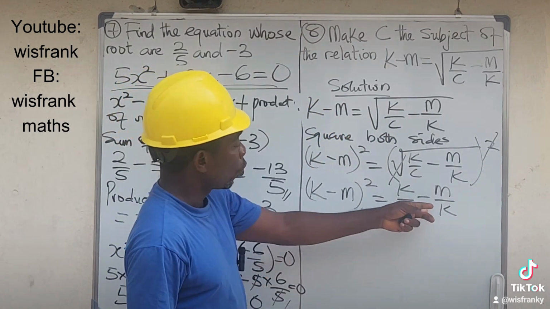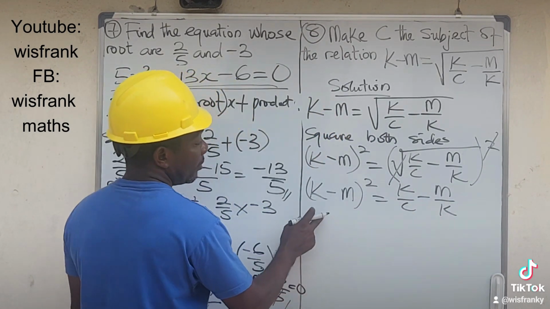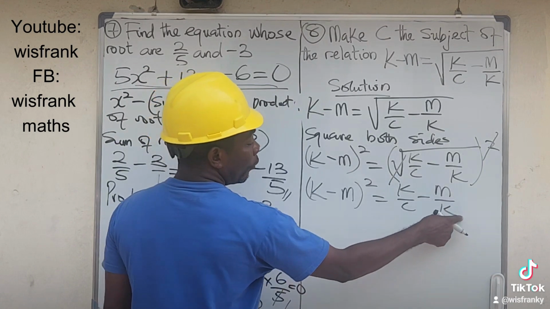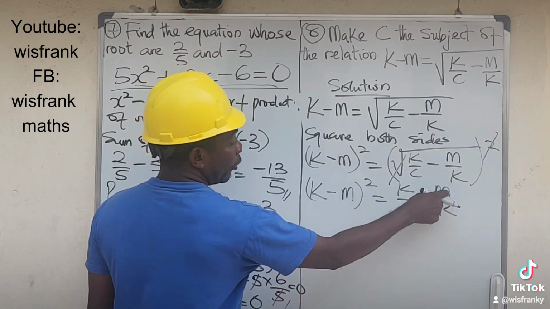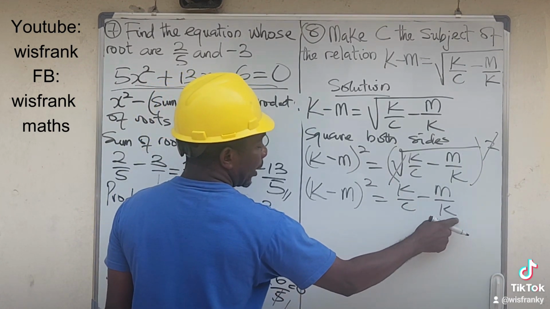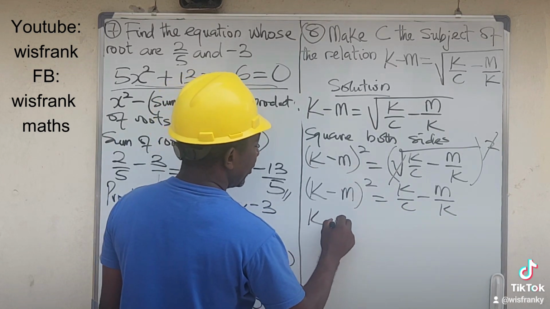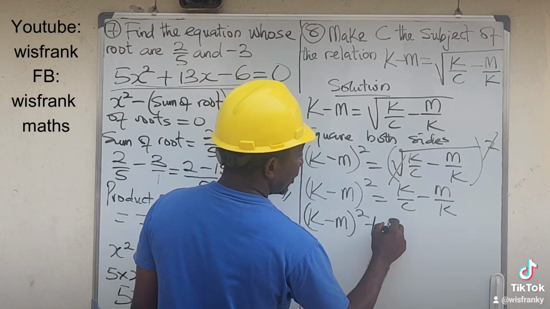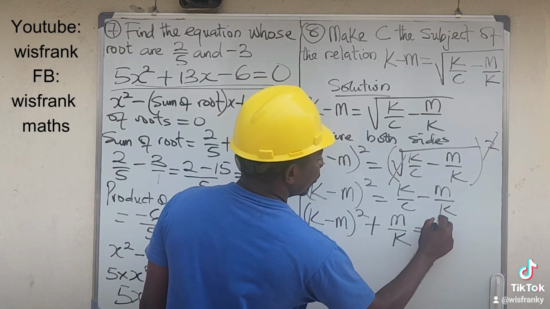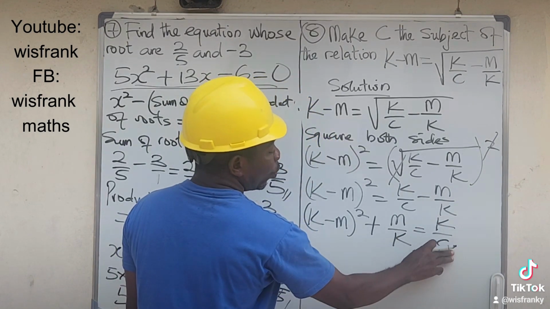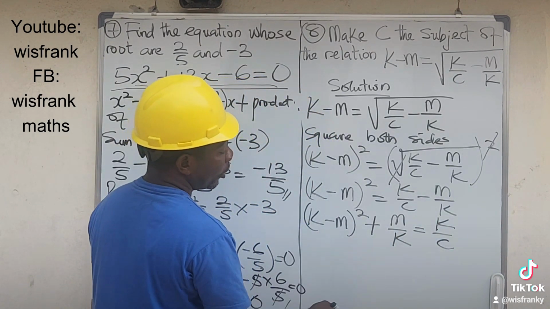In this case, we can collect like terms. Like terms in the sense that to make this c, we move this to the other side. We move minus m all over k to this other side. So we have k minus m all squared plus m all over k equals k all over c. So this is where we have c here. We can make it the subject of this expression.